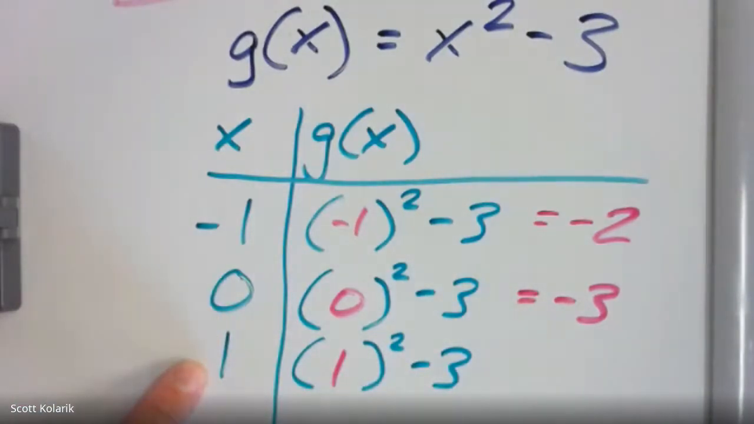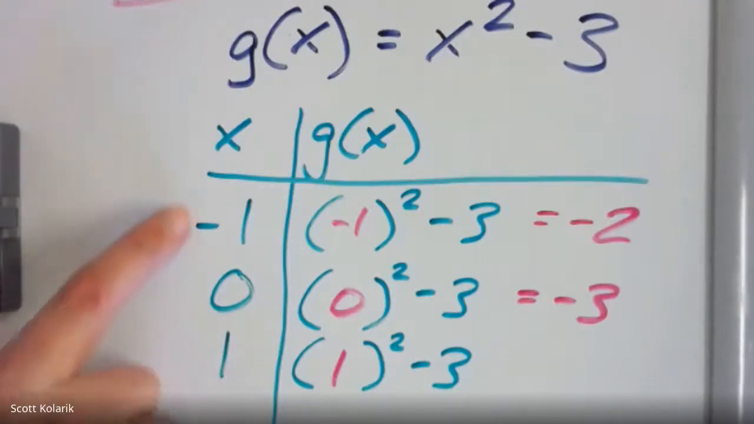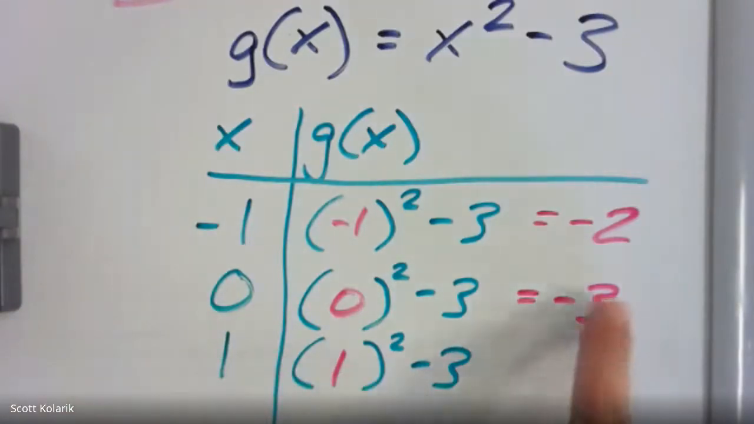When I plug in this 1, one thing that should happen here is because this is my vertex, these 2 values should end up being symmetrical. So my result here should also be -2. But let's go ahead and go through the math anyway. 1 squared, or 1 times 1, is 1. That 1 minus 3 does in fact give me -2. We've just created 3 coordinate points, namely the 3 coordinate points needed to create that U shape.